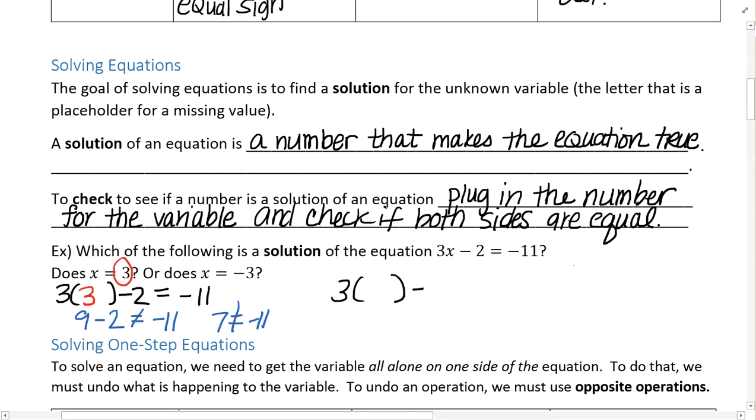3 times, in this case, I'm going to plug in negative 3. Minus 2 is equal to negative 11. So let's check. 3 times negative 3 is negative 9. Negative 9 minus 2 is equal to negative 11. Is this true? Yes. Negative 9 minus 2 is negative 11. So this is true.